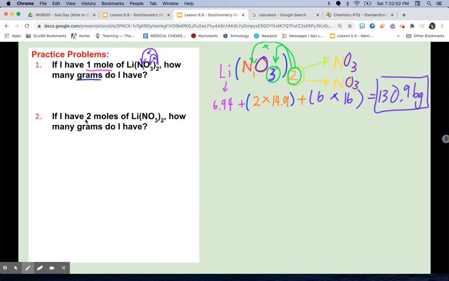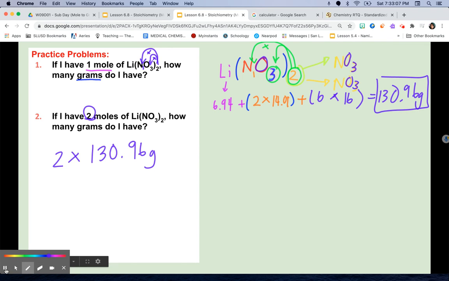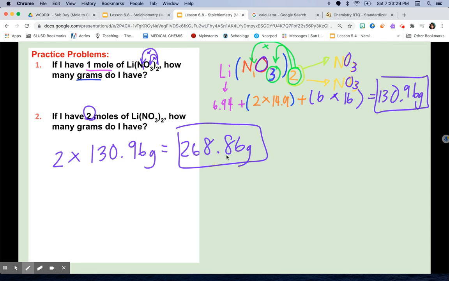And again, if you have 2 moles of this, once you figure out how much you have in 1 mole, you just need to double it. So 2 times 130.96 grams that we got from here. And that will give us a total of 268.86 grams if we have 2 moles of LiNO3 2.